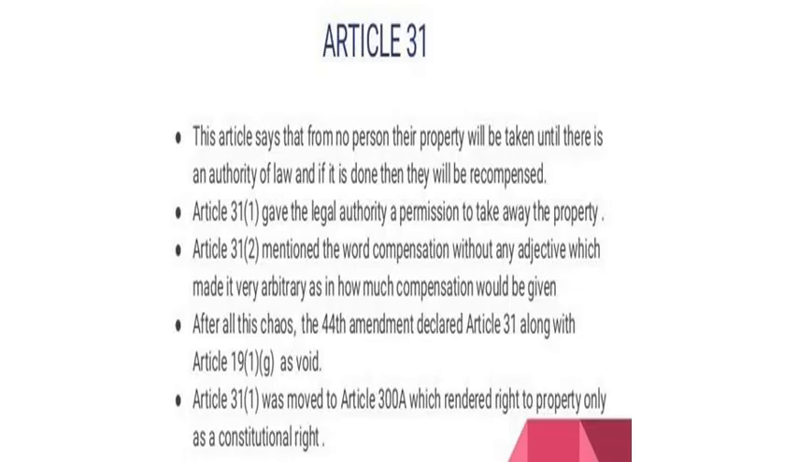Then Article 31 deals with the principle that no person shall be deprived of their property without the authority of law, and if it is taken, they will be compensated. Article 31 deals with acquiring any land or property for public affairs or the development of the country. Article 31(1) gave the legal authority permission to take away the property. Article 31(2) mentioned the word compensation without any adjective, which made it very arbitrary as to how much compensation would be given. After all this chaos, the 44th Amendment declared Article 31, along with 19(1)(f), void. It has been cancelled out.